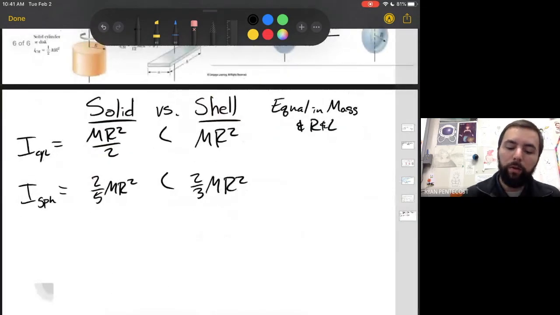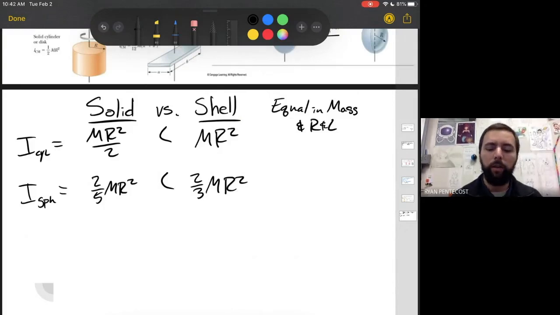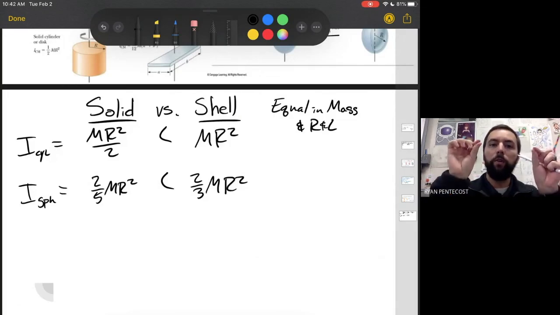So when you compare two objects of equal mass, the shell will have a greater moment of inertia. And why is that? Well, when you think of a shell, you automatically think that you are taking the inside of the sphere and you're taking that mass away. But that's not true, right? Since we say that it's equal mass and radius, we are taking all that mass and we are just pushing it to the radius. So now the radius of the sphere has all of the mass.